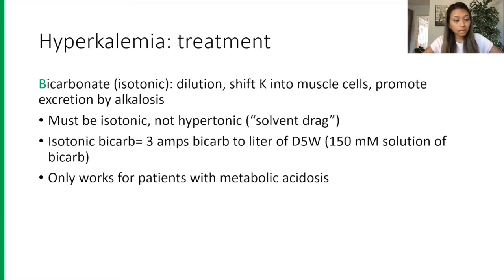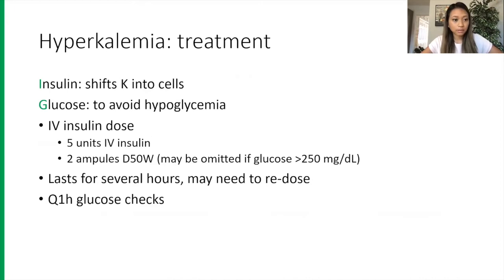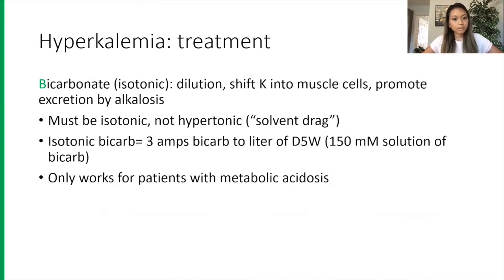So isotonic, not hypertonic bicarb like I talked about earlier. Dilution helps with the hyperkalemia. It shifts potassium into the cells and it promotes excretion by alkalosis. Has to be isotonic, not hypertonic. The dose is 3 amps of bicarb, added to a liter of D5W. Only works for patients with metabolic acidosis.